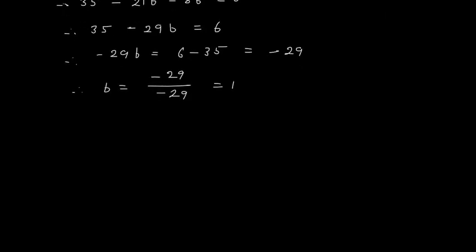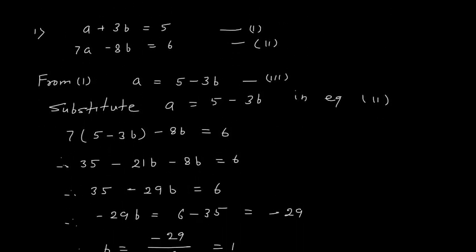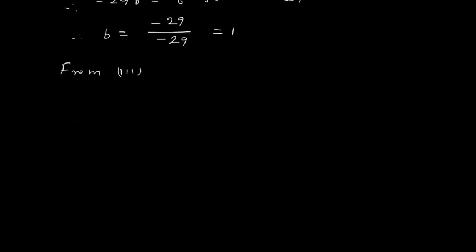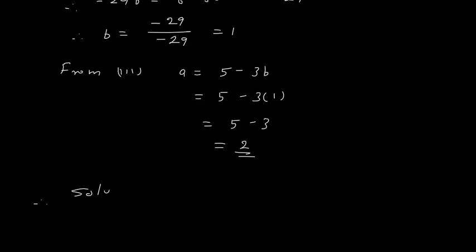Now from equation 3, what is the third equation? The third equation is a equal to 5 minus 3b. So from 3, a is equal to 5 minus 3 into 1, which is 5 minus 3, equal to 2. So therefore your final solution is a is equal to 2, b is equal to 1.